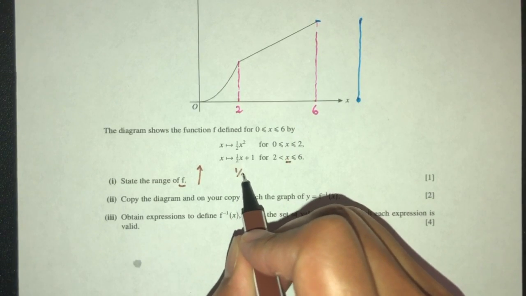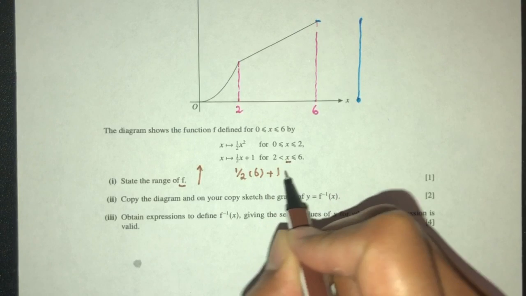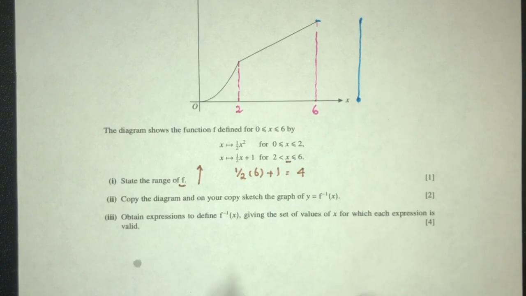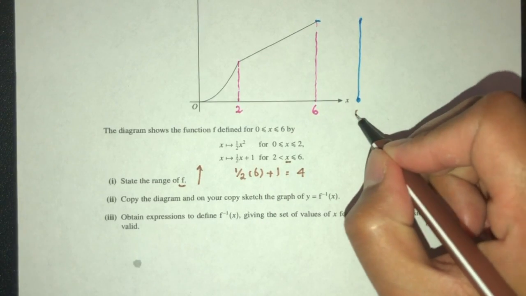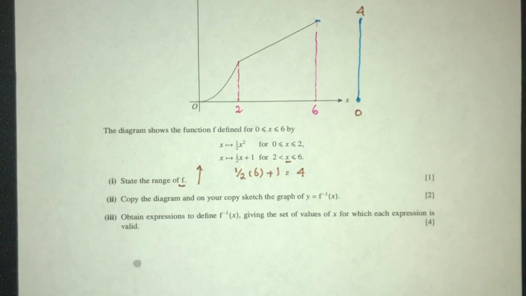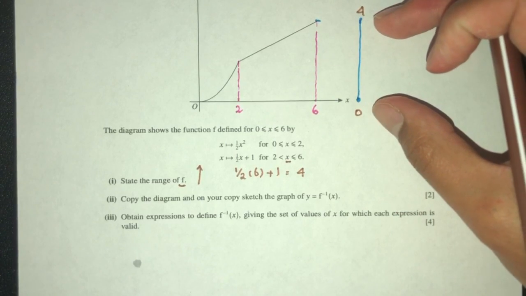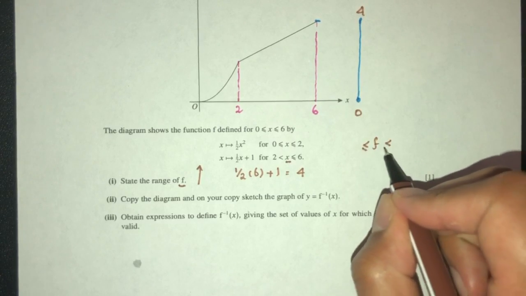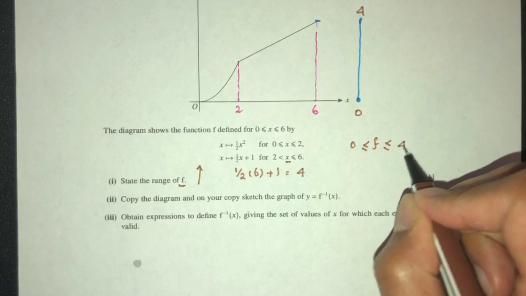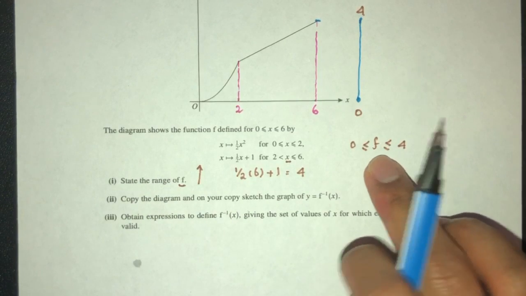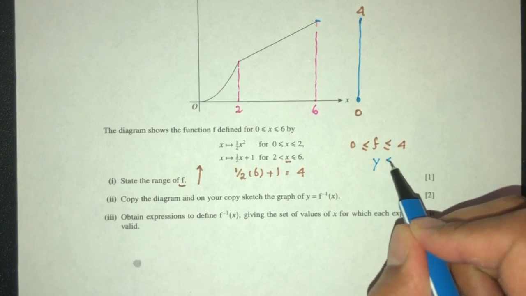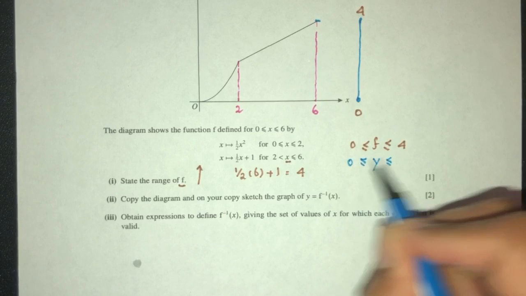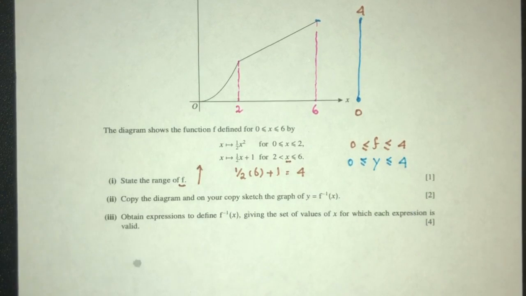You have half times 6 plus 1, which should be 4. So this is 0 till 4. So the range is between that. So the range of f is 0 to 4. Now the range can be written as f, or you can write y as well for the range. It is up to you to choose. You can write y or f for the range in part 1.